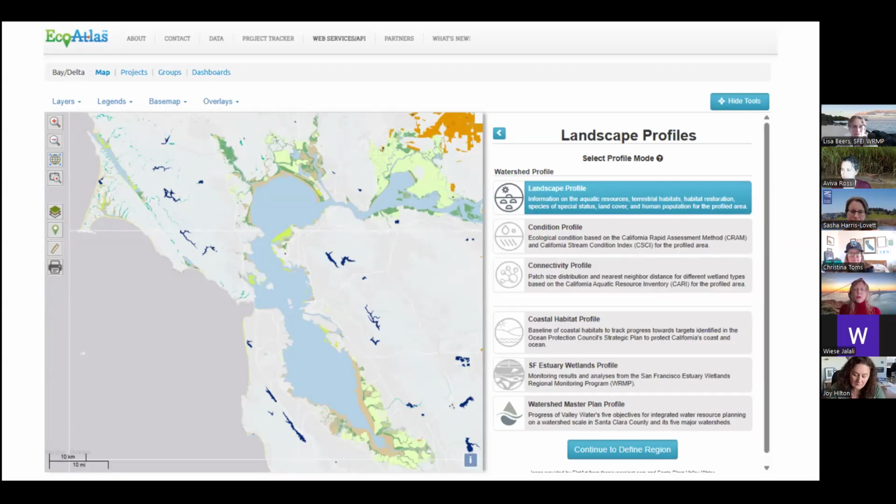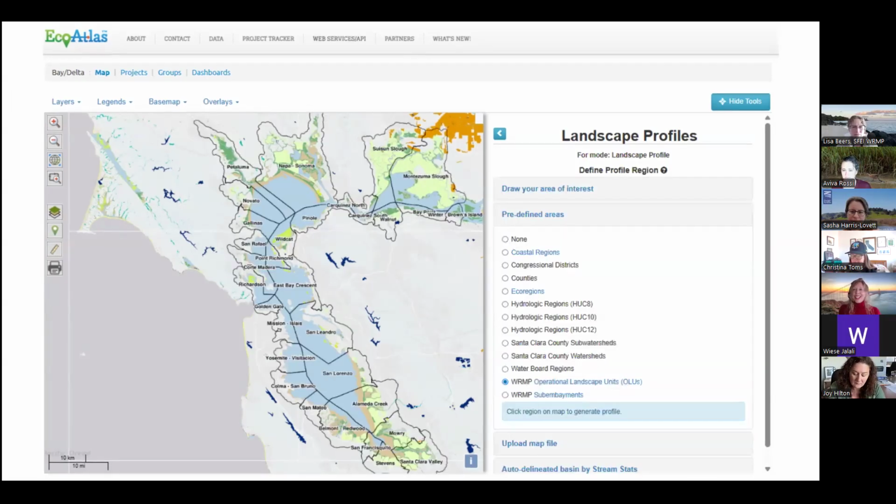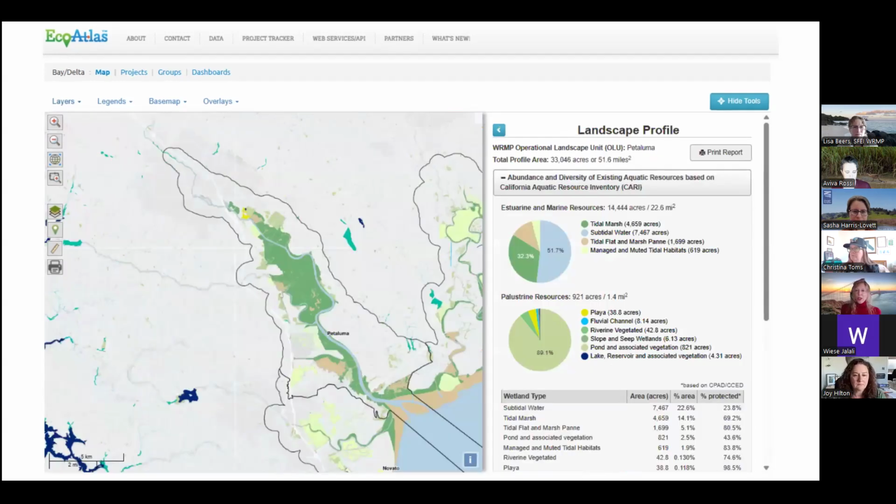So once you select the profile, and if you can go to the next slide, a user will then be able to select an area of interest for generating a profile by either drawing a polygon on the map, selecting a predefined area from a list, or uploading a shapefile. And in this example, let's select the Petaluma operational landscape unit. So on the next slide, the landscape profile will then summarize information on the abundance, diversity, and aquatic resources within that particular OLU based on the California Aquatic Resource Inventory.